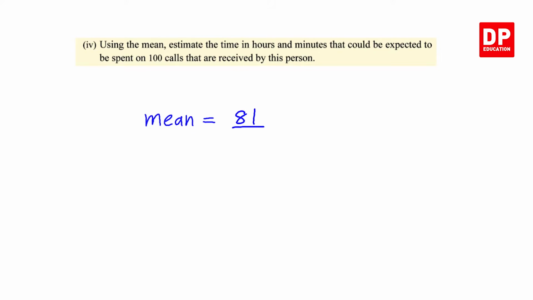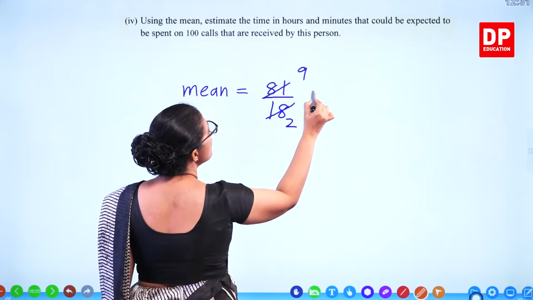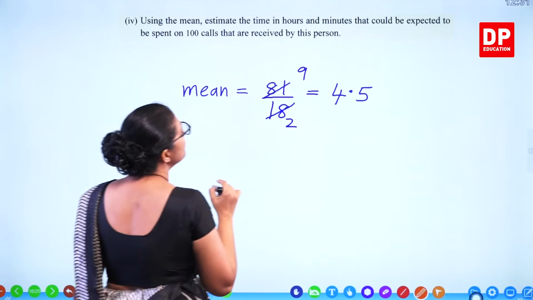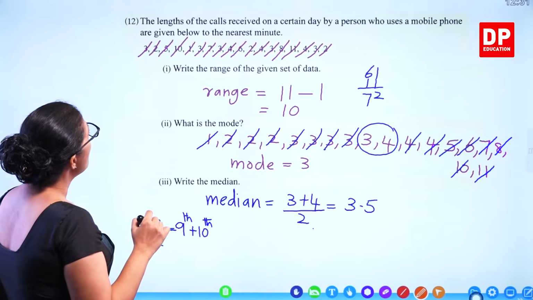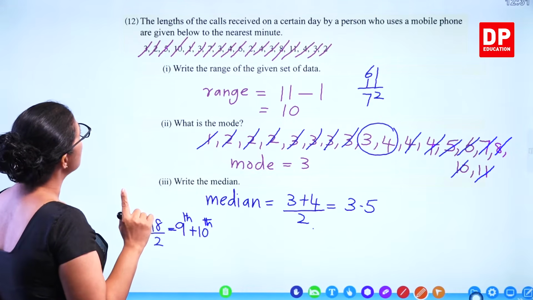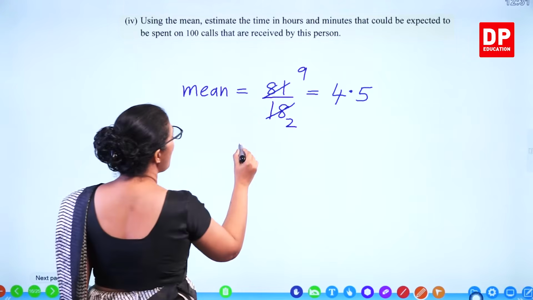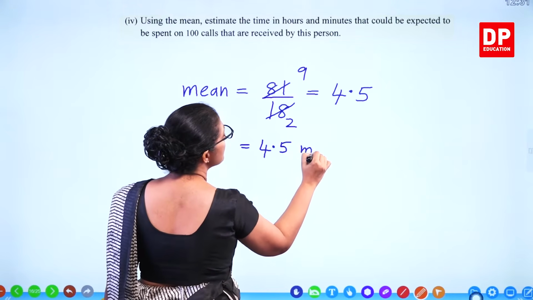Divide by 18 numbers are there. So 9 times 2, 9 times 9. So the average is 4.5. So it says this is about the time in minutes. So average time is 4.5 minutes.